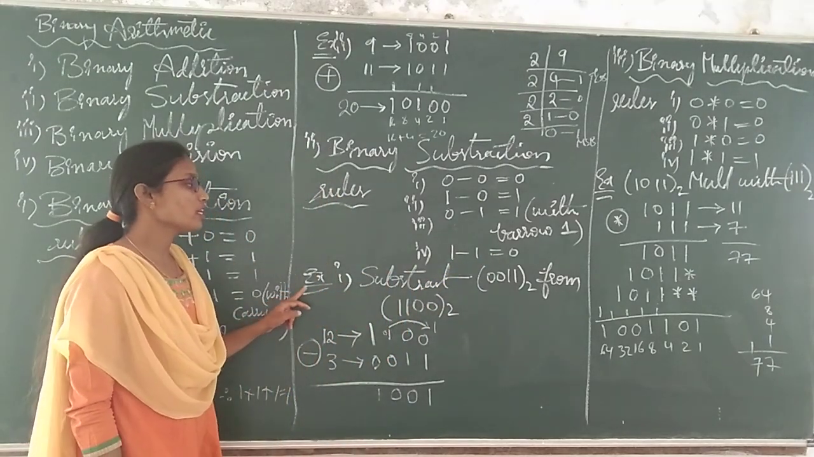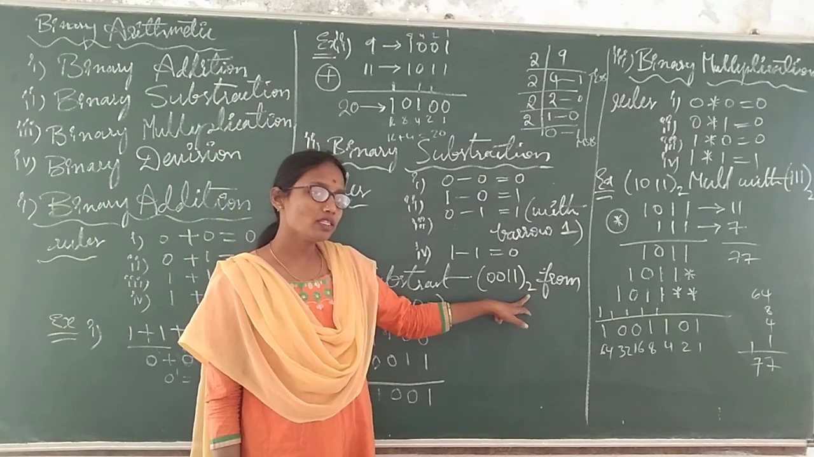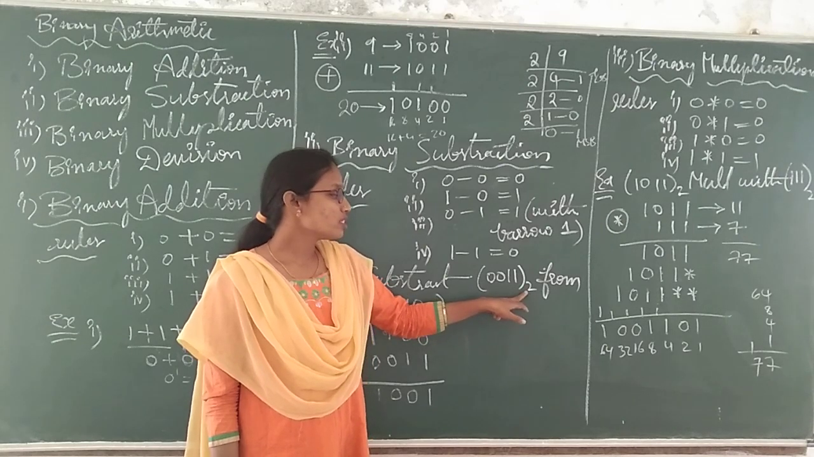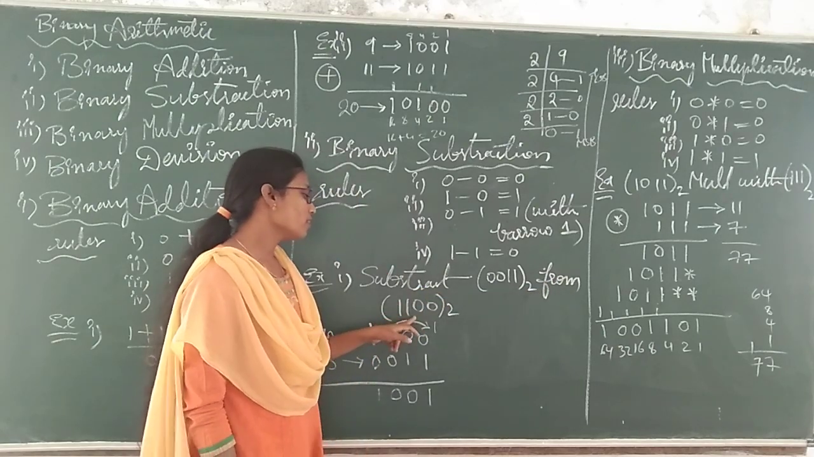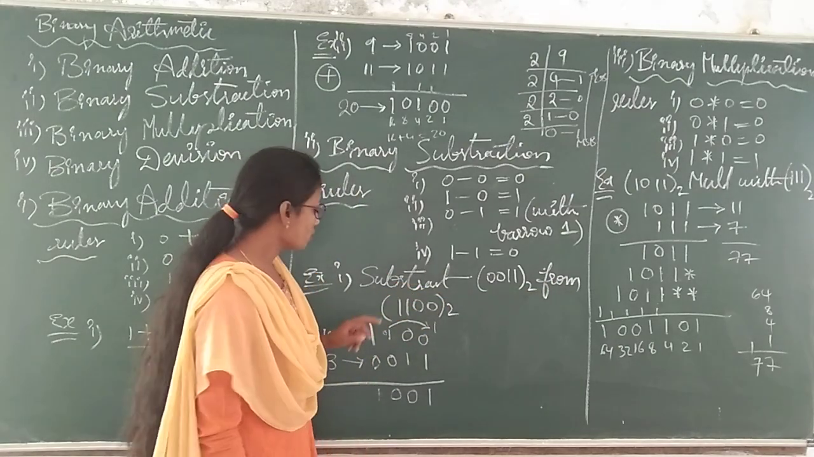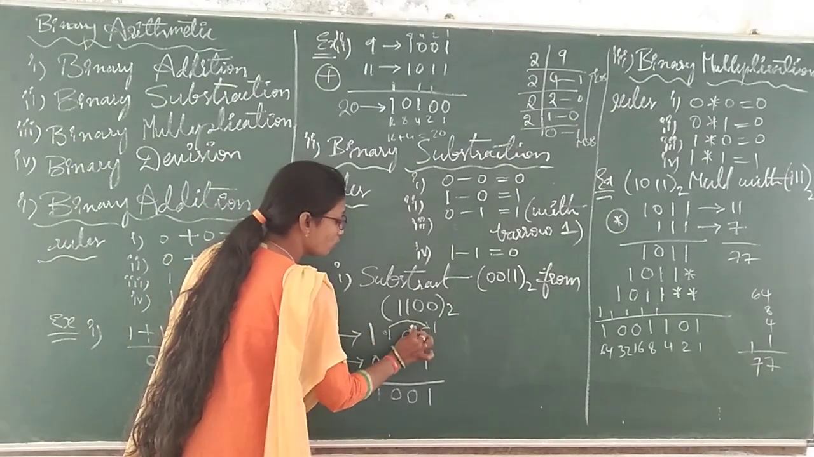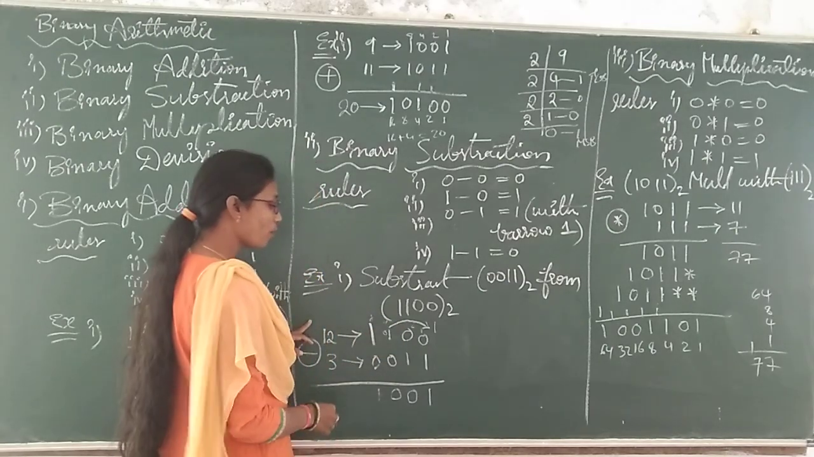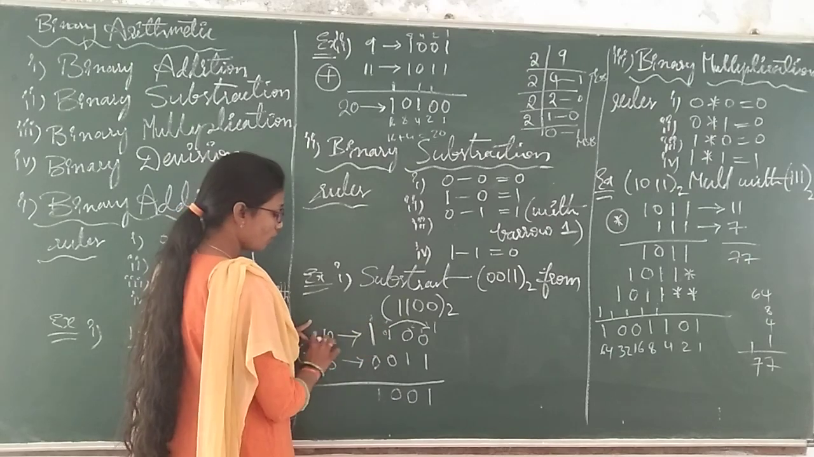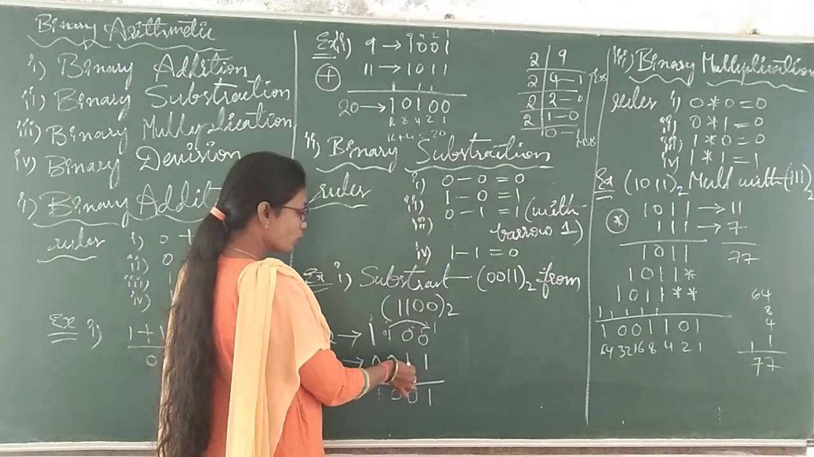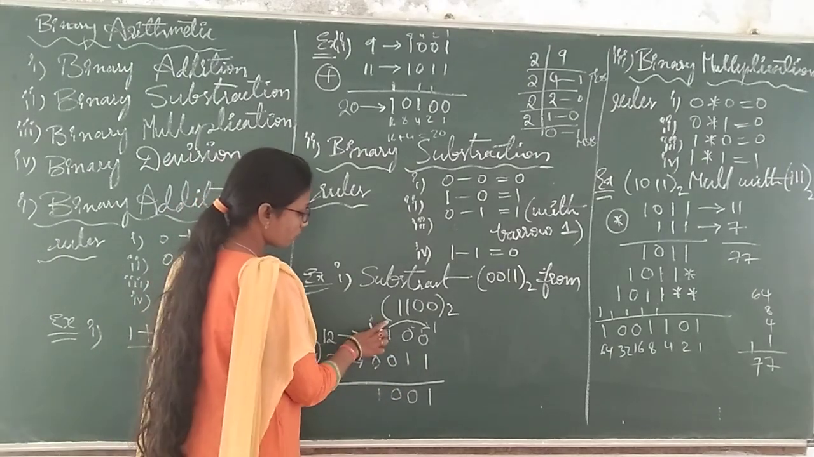And here we have one example. Subtract 0011 from 1100. Why am I writing this 2? Because it's a binary value, and the base value of binary is 2. Here 1100 means 1, 2, 4, 8. In decimal format the value is 8 plus 4, 12. The next, 2 plus 1, 3.